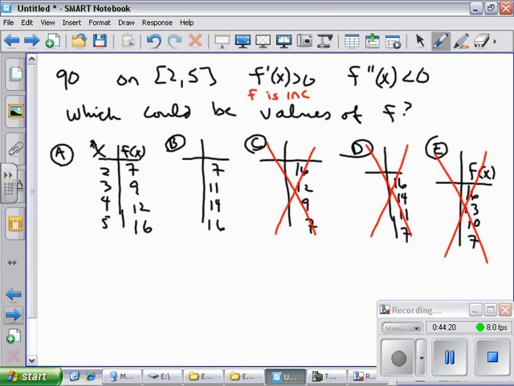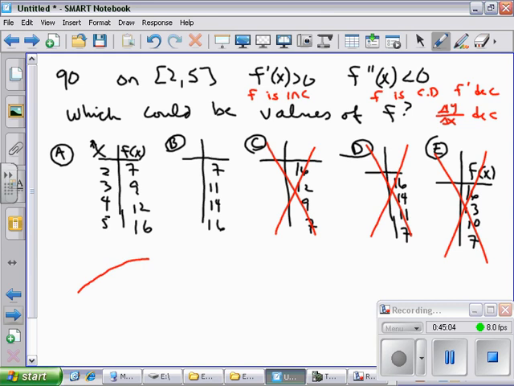And the second derivative is negative. So what does that mean about the function? It's concave down, which means the slopes are decreasing, that the changes in y over changes of x are decreasing. So that means f is concave down, which means the first derivative is decreasing. So you're looking for one where it's increasing, but it's going up by less and less. If it's concave down, it's going up, but by less and less. So which one does that?